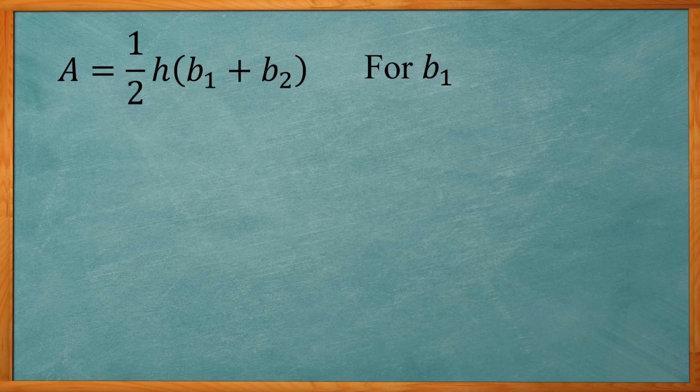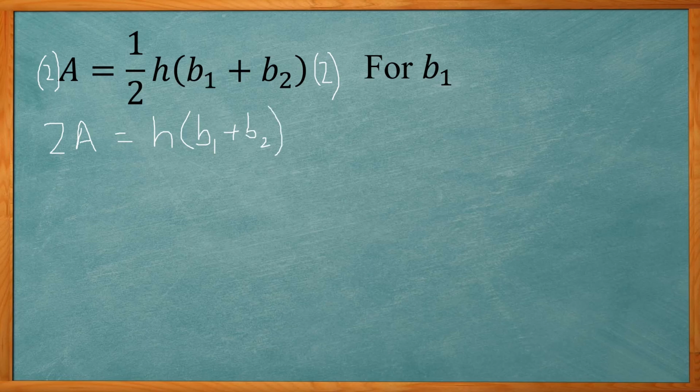In this example, we have A equals 1/2 H times the quantity B1 plus B2. And we want to solve for B1. So B1 is in that parenthesis, so we need to get that by itself. We've got the 1/2. Let's try to get rid of that first. We do the reciprocal, or just times 2. That'll cancel that out. It'll just give you 1 for that. So that gives me 2A equals H times the quantity B1 plus B2.